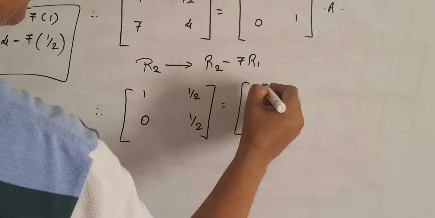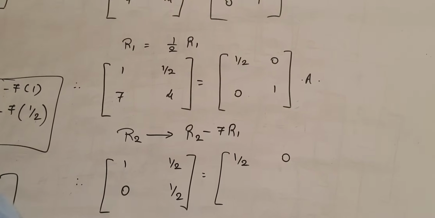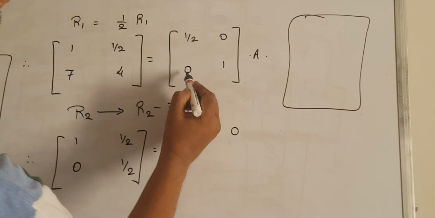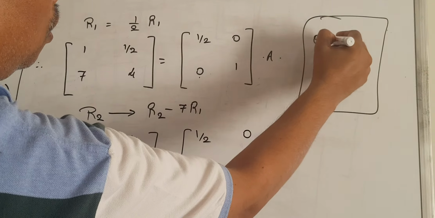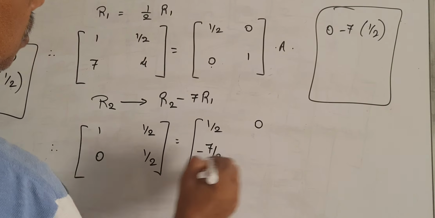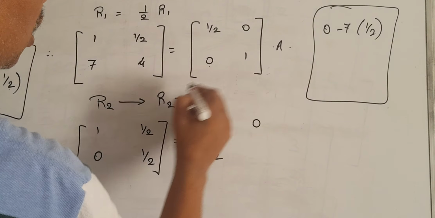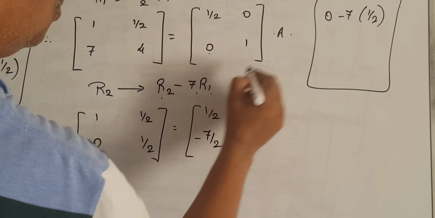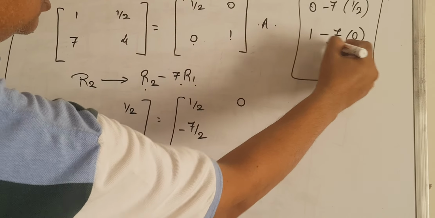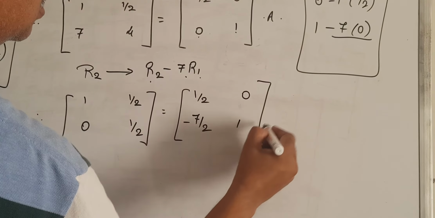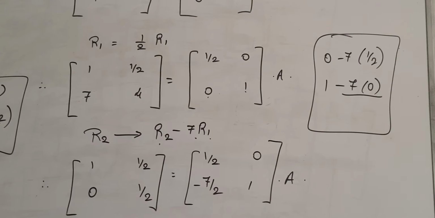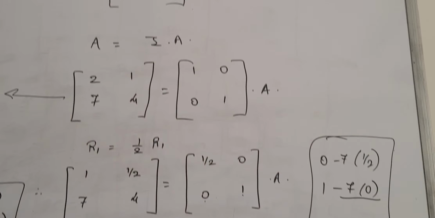The first row as it is, half 0. Here you can see second row element 0 minus 7 into half. So it will be minus 7 by 2. Second row element minus 7 into first row element means 1. Second row minus 7 into 0. So this part is 0. So 1 as it is. Okay, first column is over, 1 0.